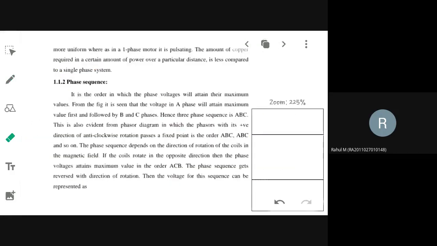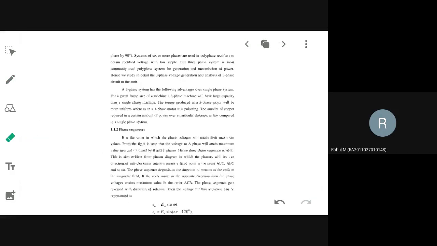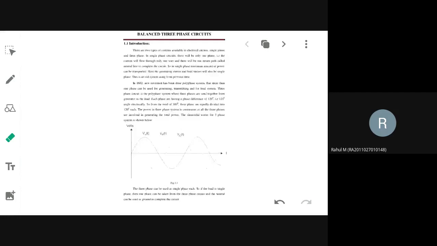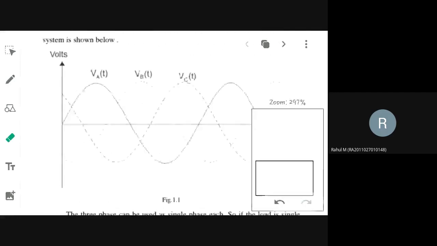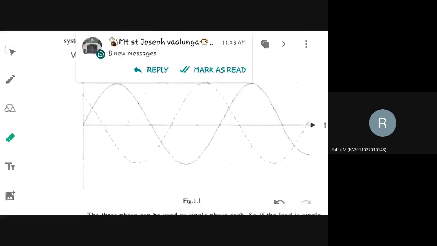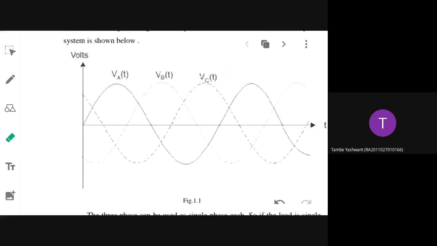First, R phase will achieve maximum value. From the graph I will show, which waveform is achieving maximum value? Tell me first. R phase. First wave, ma'am. First phase. So let this be R phase, that is achieving maximum value.